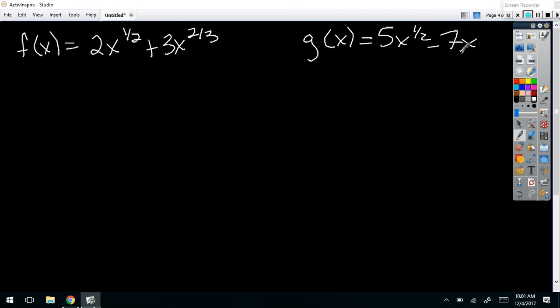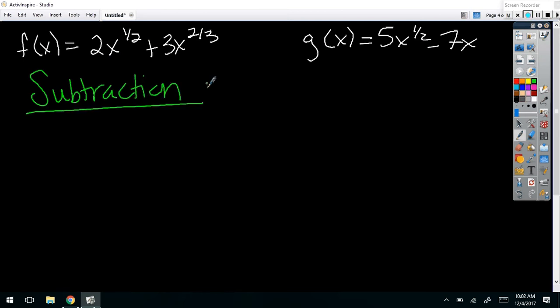All right. Let's change this around a little bit to look at subtraction because it's really the same thing. Several of you said, isn't that the same thing? And it is. All you gotta do is flip the sign. Exactly. This time, let's do g of x minus f of x.